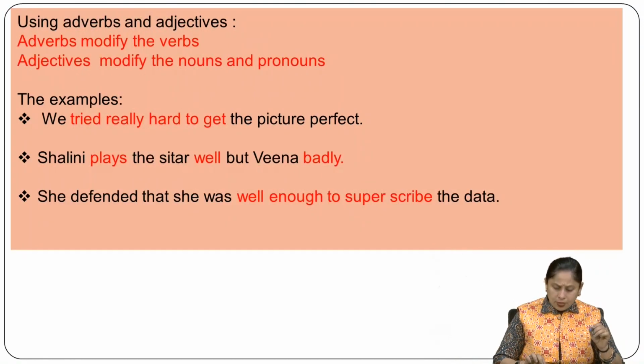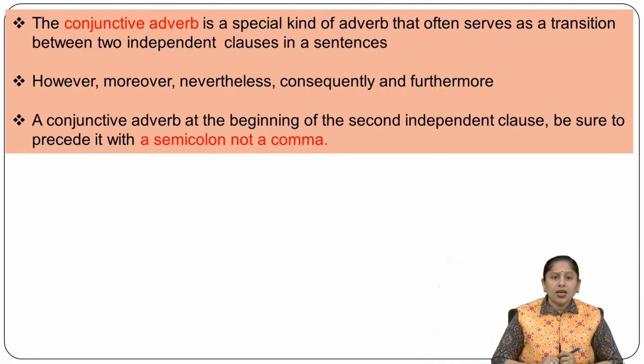So here let's go for the next topic, the conjunctive adverbs. They are also the modifiers because they modify the verbs. They modify in the sense they add something more about the verbs. The conjunctive adverb is a special kind of adverb that often serves as a transition between two independent clauses in a sentence. Now look, it looks very clumsy and ambiguous, but I simply tell you that it is merely talking about the linking of the two sentences. Two sentences are connected with each other with the help of one particular word.